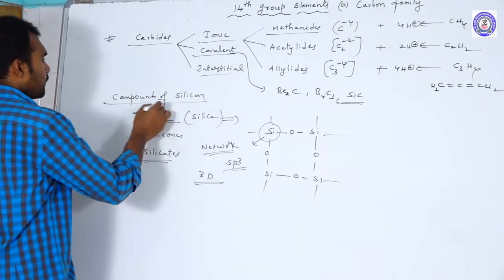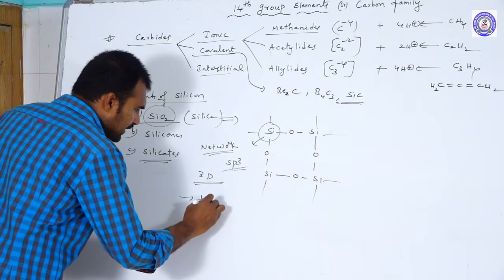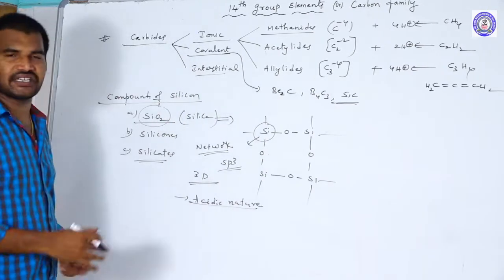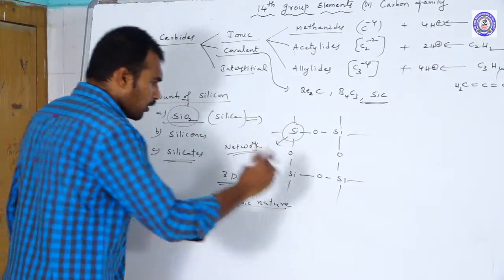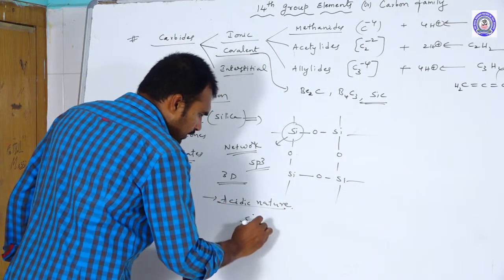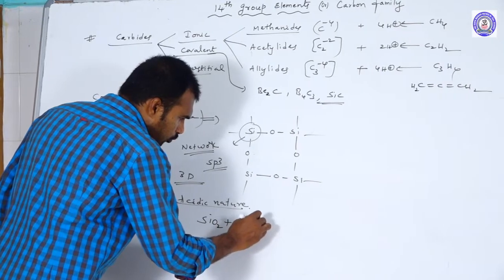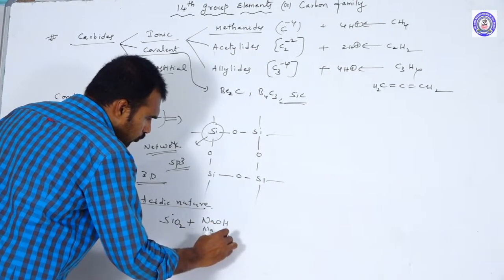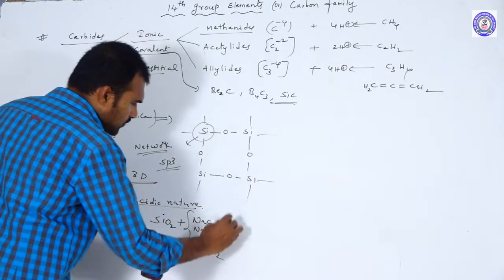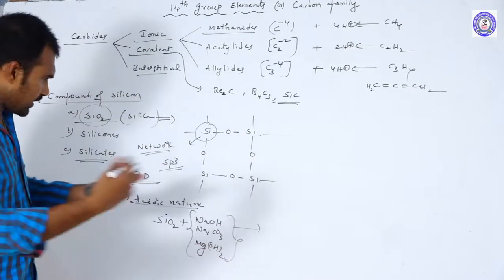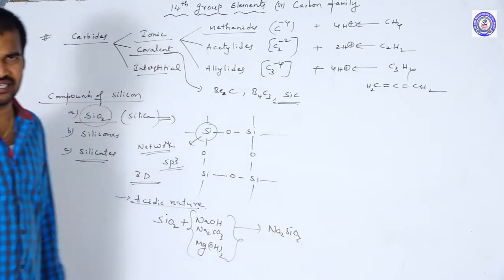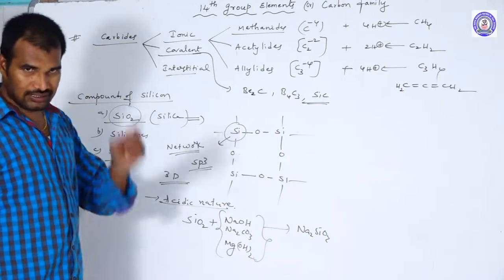And what is the nature of this silica? It is acidic in nature. Because of its acidic nature, it can react with bases. When SiO2 reacts with bases like NaOH, Na2CO3 and Mg(OH)2, any base, it forms their corresponding salts, that is Na2SiO3, silicates like this.